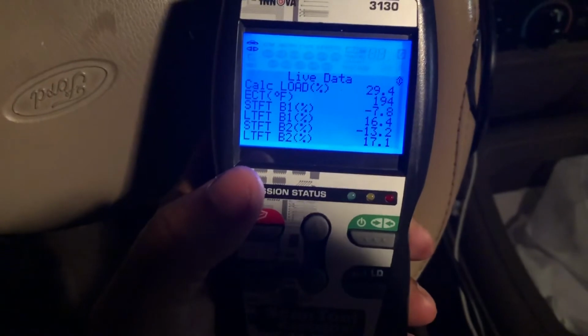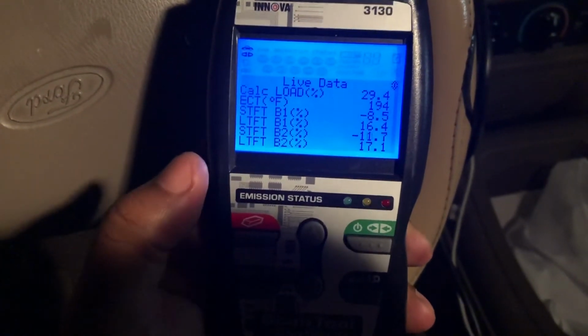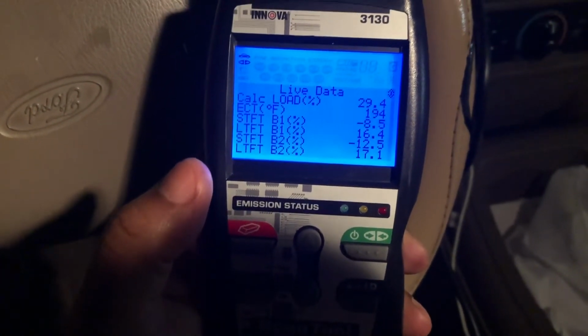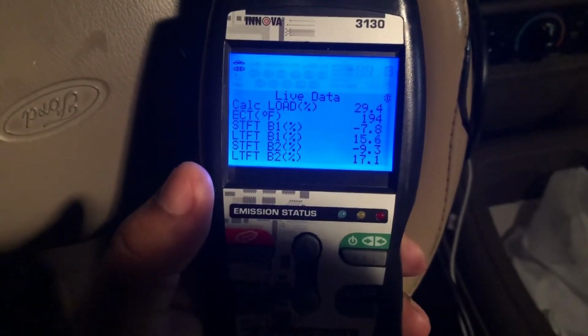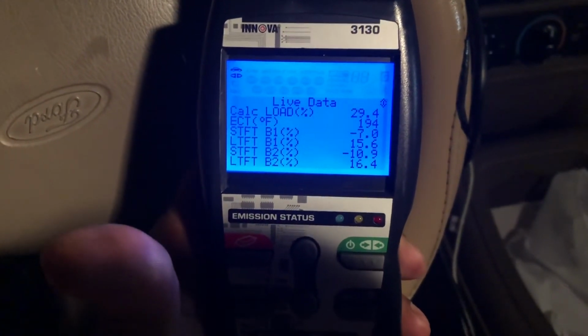All right, I think this is it. We're gonna try this out. I'm gonna go ahead and clear the codes, and I'm gonna run the vehicle for a while, and if for some reason the check engine light comes back, I guess we'll have a part 2.